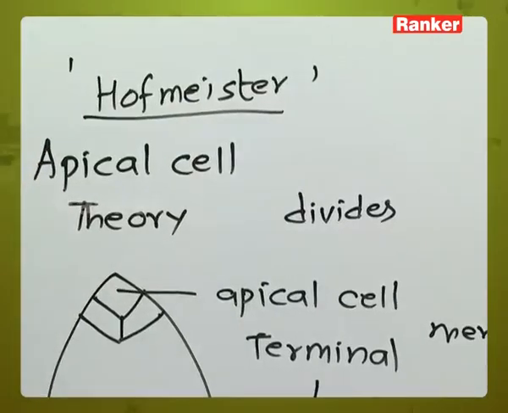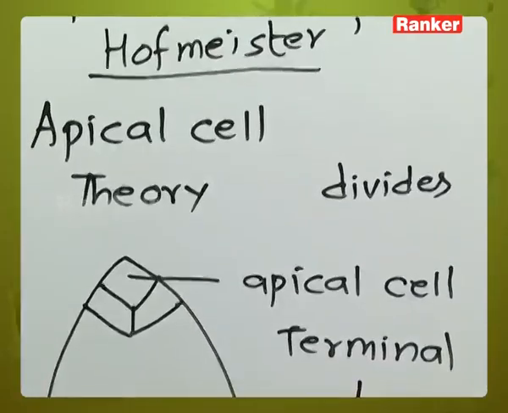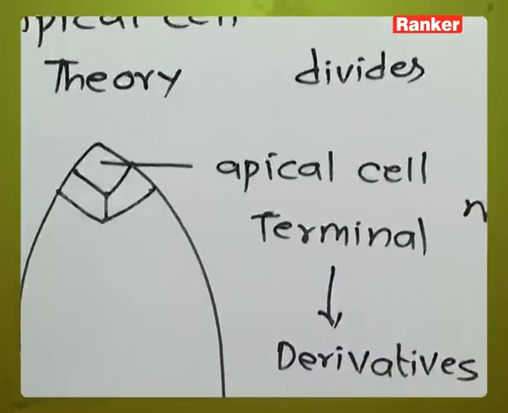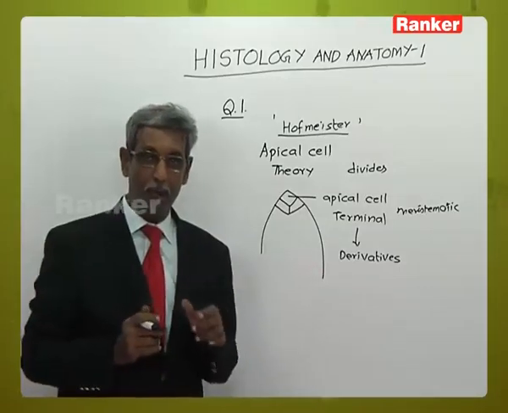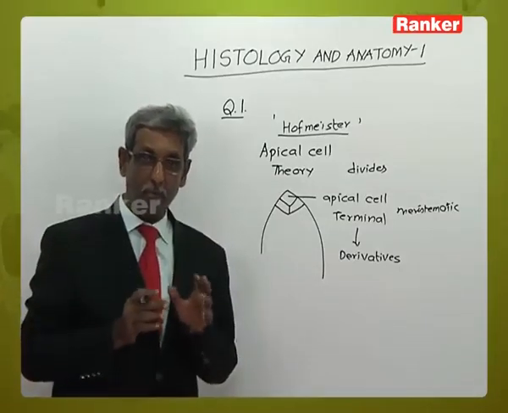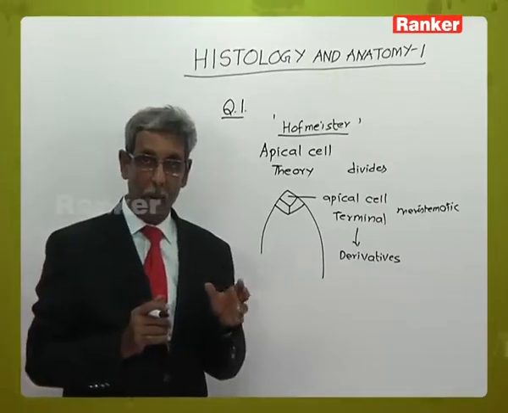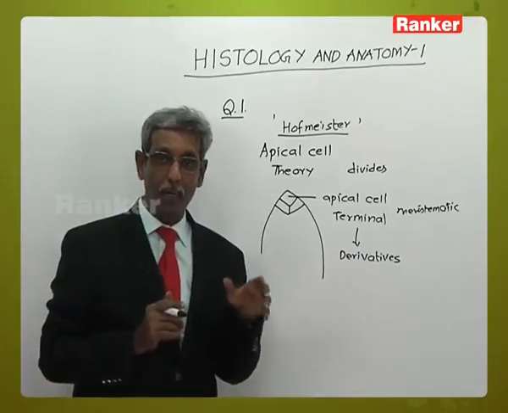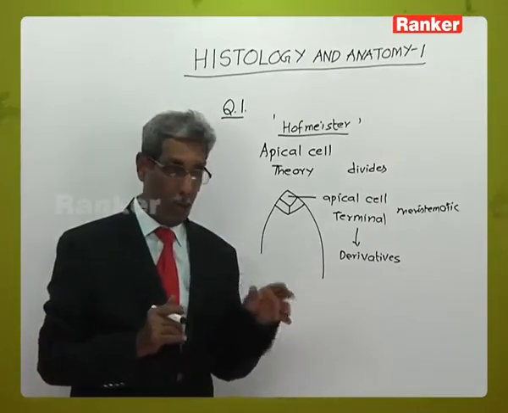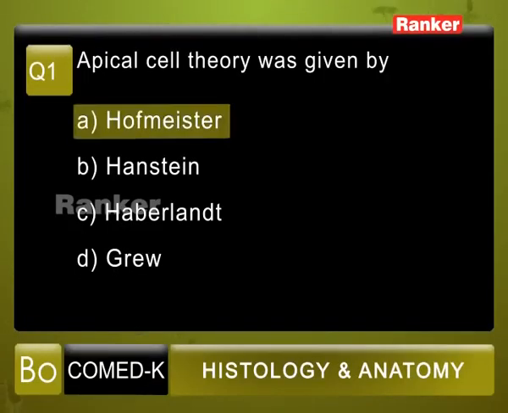While if you take Hanstein's theory, the Hanstein's theory believes in tissue organization in the form of layers. Heberland was a scientist who primarily is associated with the formation of organs in plant tissue culture, and Grew primarily is a scientist who is associated with the study of internal plant structures or plant anatomy. So, among the choices, the right answer is A.